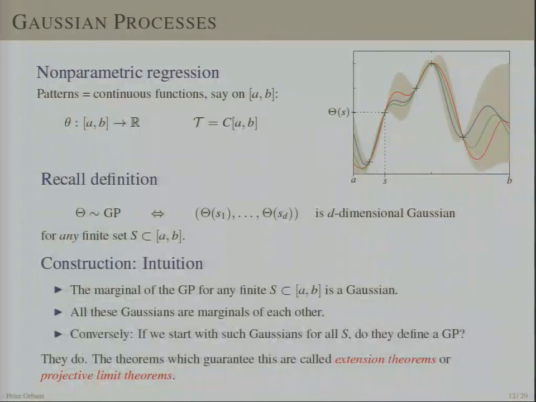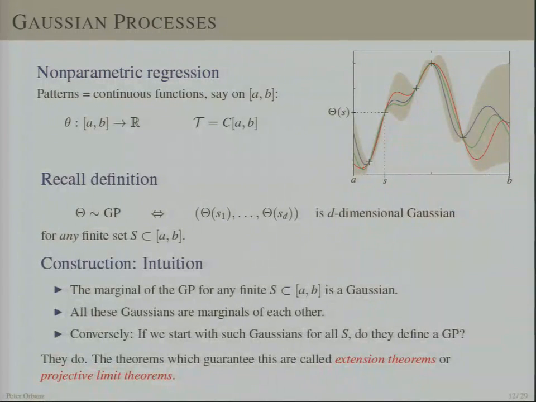Okay, so these distributions are all marginals of each other. If we take two sets of points that overlap, then once again, the two marginals on the points that they have in common will coincide. So we have a kind of coherence condition between these different distributions that we get for different sets of points down here, that they all have to marginalize to produce each other. Okay?